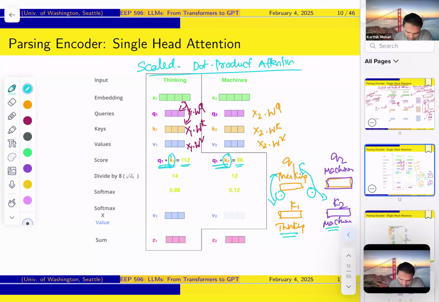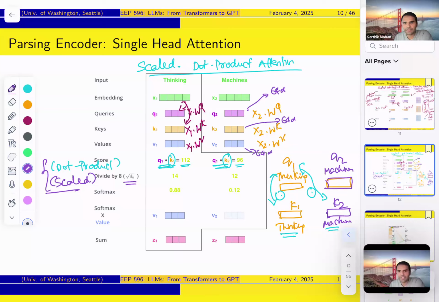So we took a dot product. This is dot product, and this is scale. So the scaled dot product comes from this, right? You're scaling it by the square root of the dimension of any of the heads. So this one has a dimension of 64. Same for this. Same for this. So now we divide by square root of 64, which is 8.